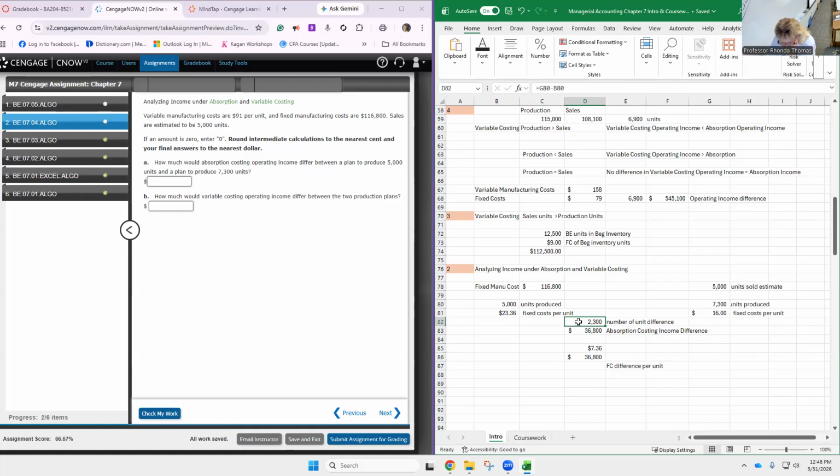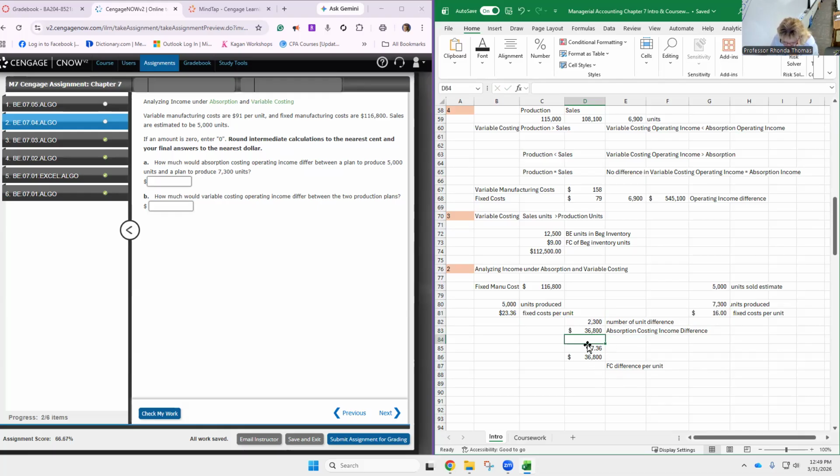Then we're going to take 2,300 units times $16. Okay, so we're going to take the number of differences times $16. So we're looking at 2,300 times 16 gives us 36,800.